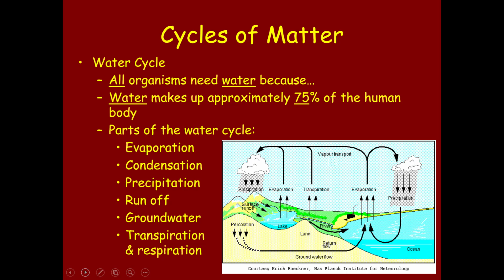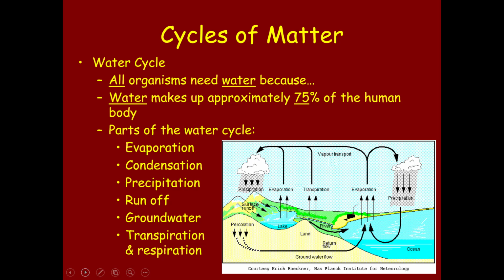Now, when we look at our cycles of matter, the first one we're going to look at is what's called the water cycle. This is the one that you guys are probably most familiar with. Every single living thing needs water. In order to live, we have to have water. Water makes up about 75% of our body, as well as any other living organism. So it's very crucial that we're able to get water in.